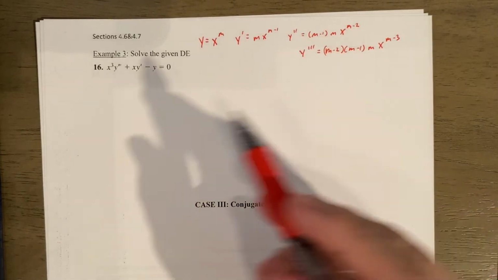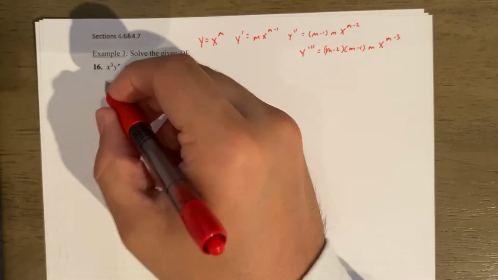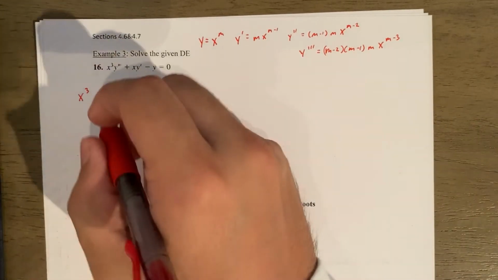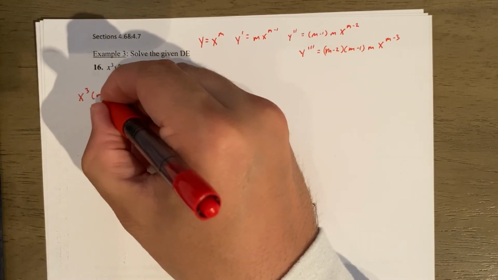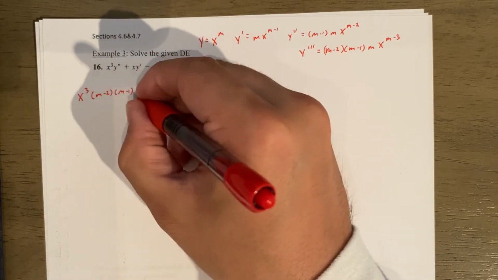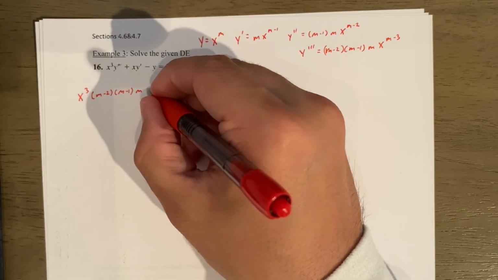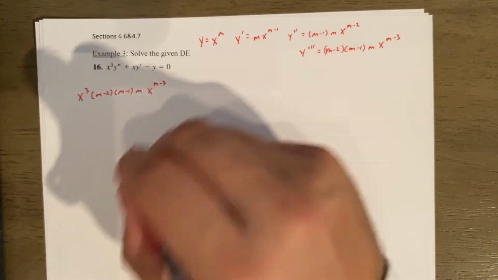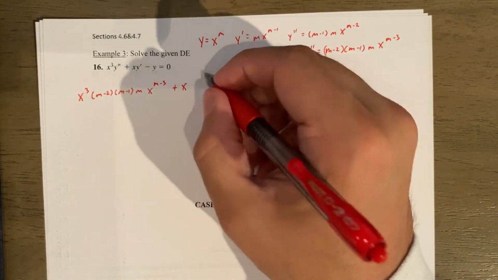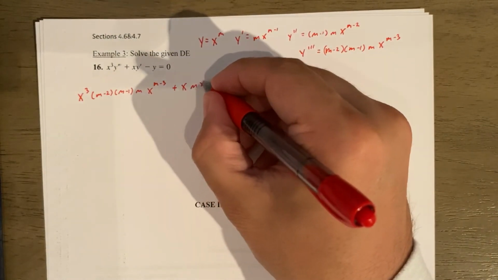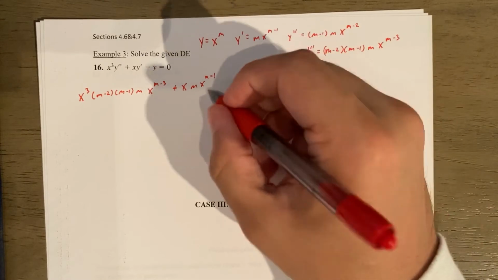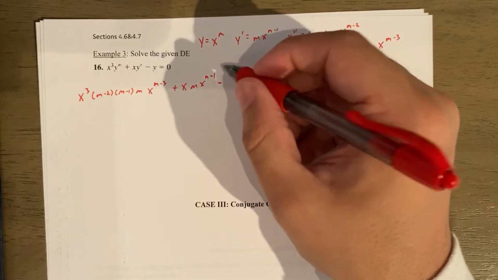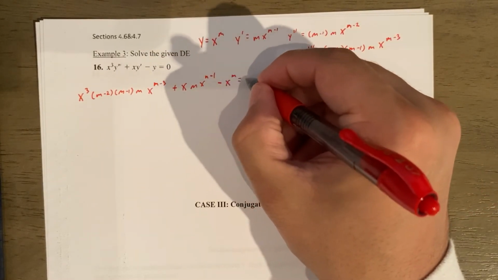And now what we're going to do is substitute in. So I have x cubed times all of this, so it's going to be m minus 2 times m minus 1 times m times x to the m minus 3. And again, x cubed and that minus 3 with the x right there are going to cancel out. Plus x times y prime, which is just m x to the m minus 1, which again, that x and that minus 1 are going to cancel each other out, minus y, which is just x to the m, and that's set equal to 0.